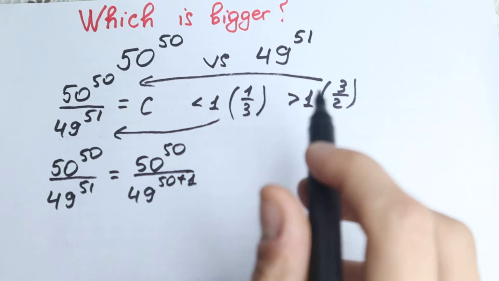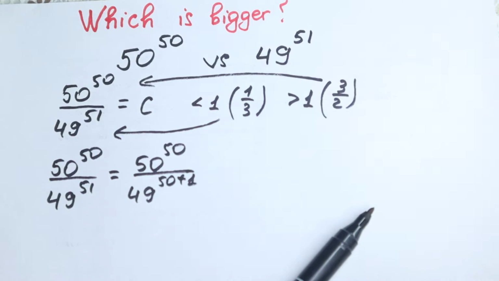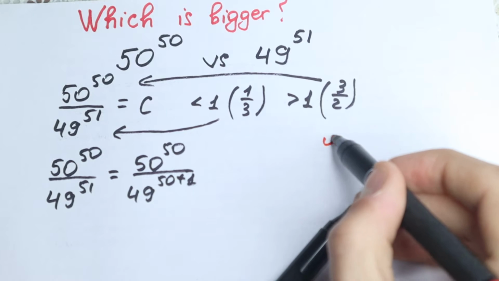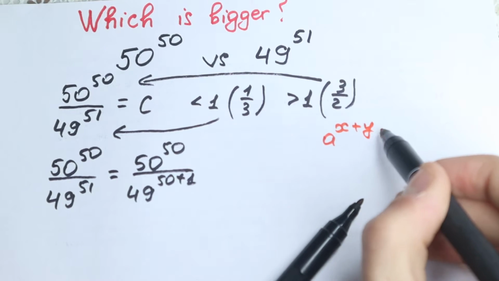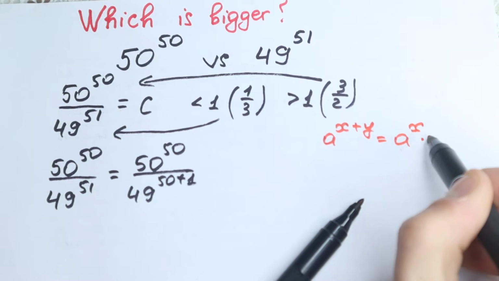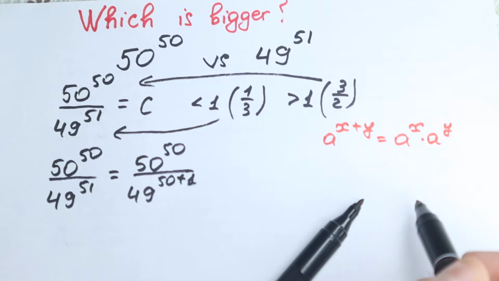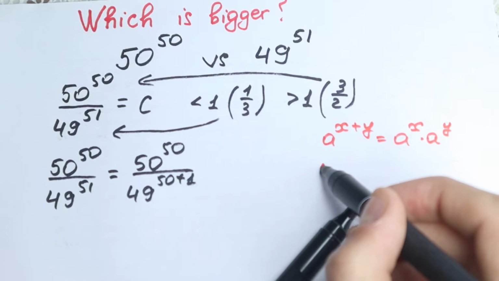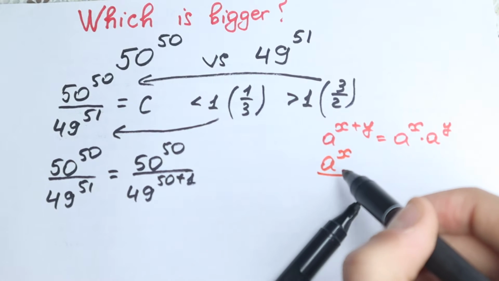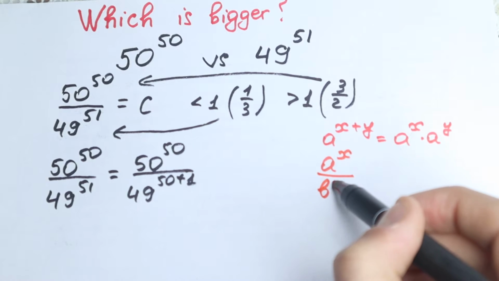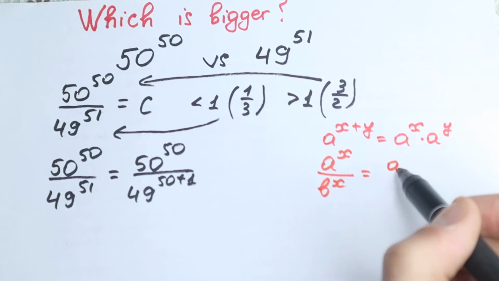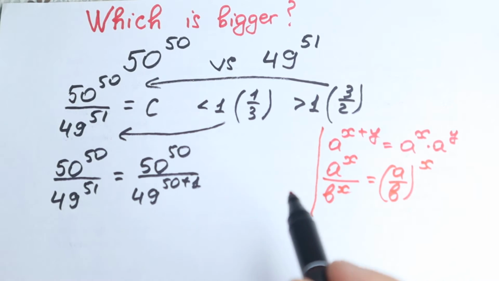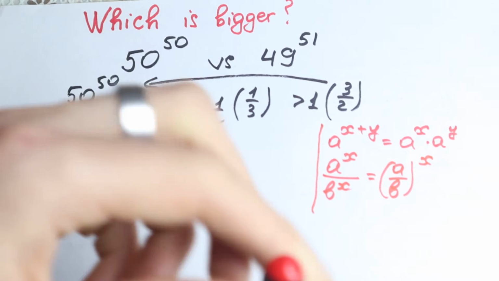Right now we need to know a really good property. I take my red pen real quick. We need to know two rules. The first one: a to the power x plus y equals a to the power x times a to the power y. We really need this rule. The next rule: if we divide a to the power x by b to the power x, the result is a over b, all to the power x. I just wrote these two rules, and we really need them right now.